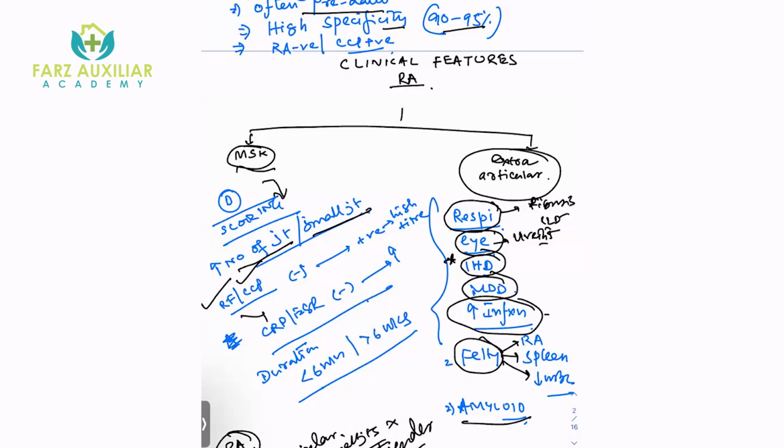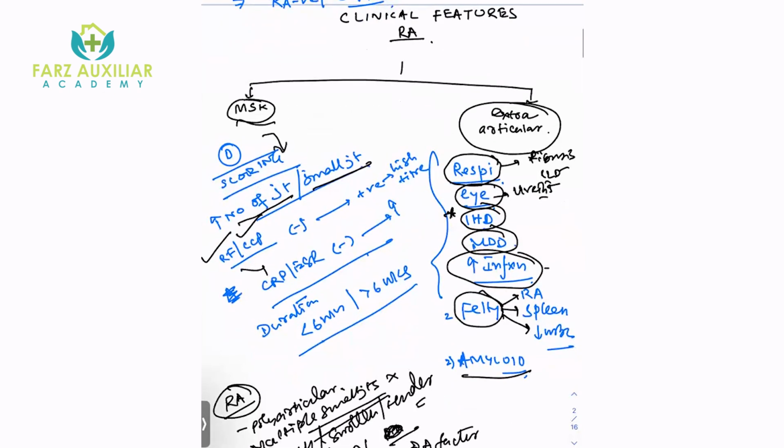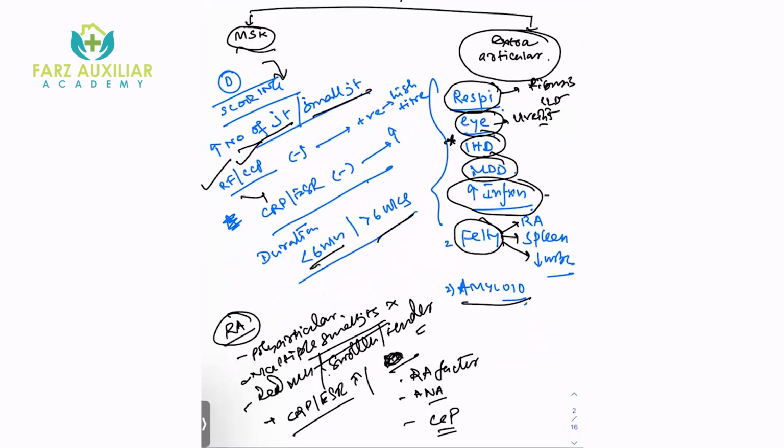Coming to CRP and ESR, the higher they are, the higher the chance of active RA. Always remember, a patient who is in remission or who is right now being treated for RA may have CRP and ESR normal. That is due to the treatment and duration. If the duration is shorter, less than 6 weeks, it is unlikely. If it is more than 6 weeks, it's likely. I'm taking it from the score just to give you the idea. Have the idea, you don't have to memorize the score.